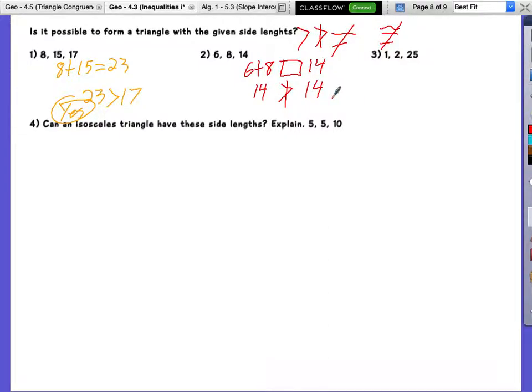Does this make a triangle? No. It failed our check. Our check was to see if the two small sides add up to more than the biggest side. They don't. They add up to the same thing. So you cannot form a triangle. In fact, we said up top, on this top right example on this page, that would form a straight line.